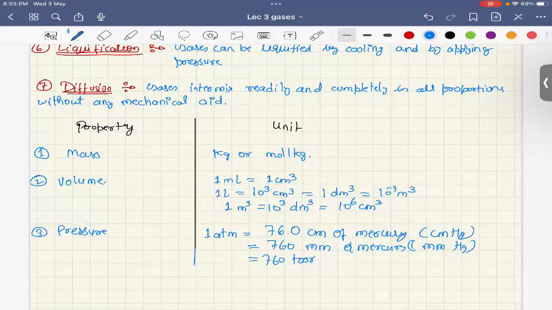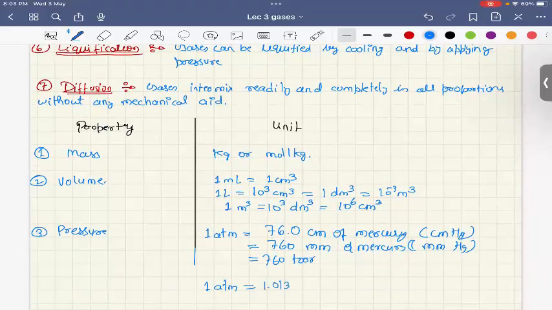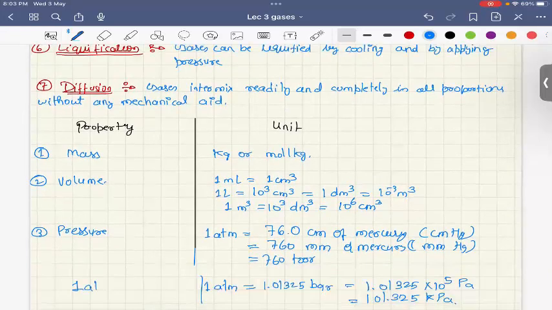Further, 1 atmosphere is also equal to 1.01325 bar, which is nothing but 1.01325 times 10 raised to power 5 Pascal, which is nothing but 101.325 kilopascal. And also from this we can find 1 bar is equal to 0.987 atmosphere.